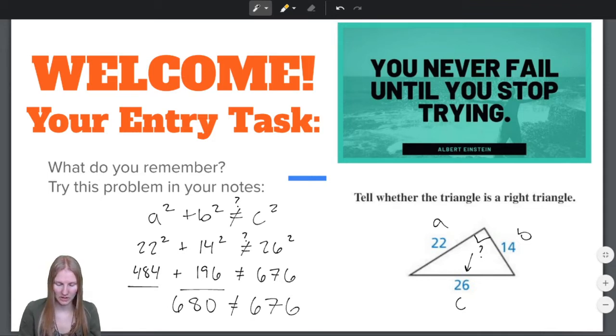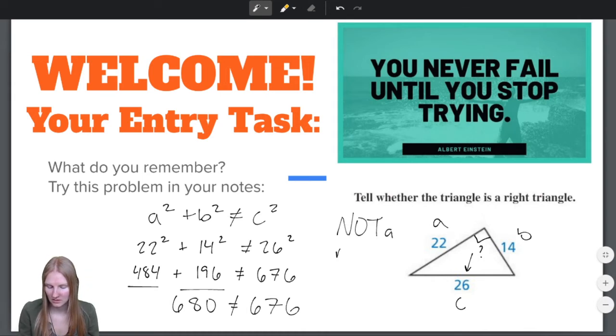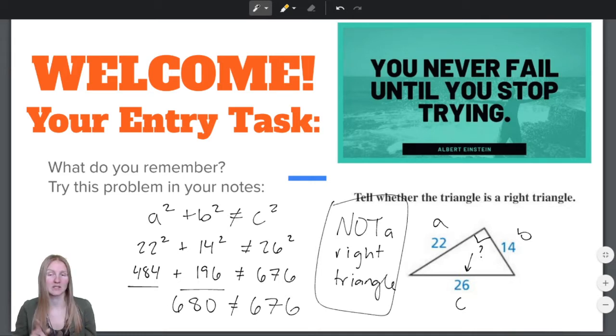So, we don't even need these question marks anymore. We can erase them and we can say no. A squared plus B squared is not equal to C squared. So this is not a right triangle. Not a right triangle, because A squared plus B squared has to equal C squared in order for this to be a right triangle. Okay, cool. Nice review from the last video.